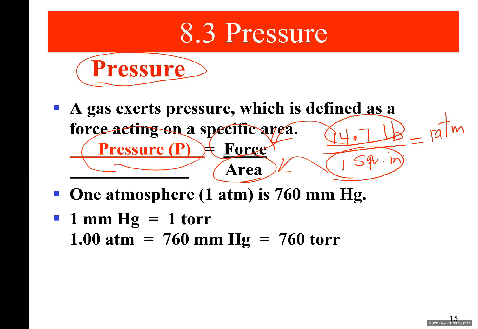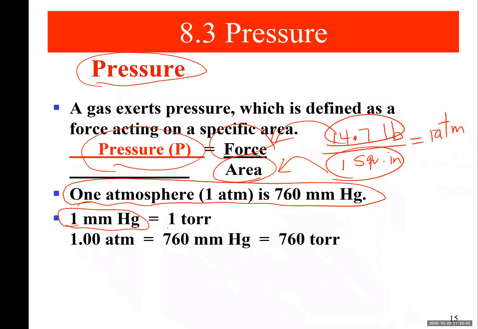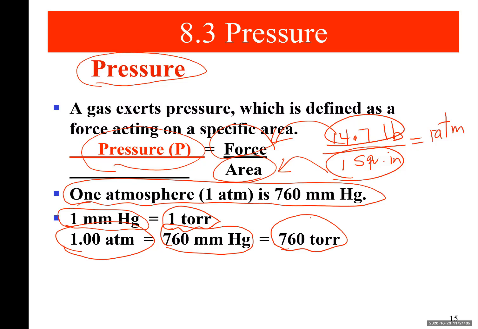Again, we already said 1 atmosphere, every atmosphere results in a column of mercury which has a height of 760 millimeters of mercury. We also said that 1 millimeter of mercury is defined to be 1 torr in honor of Torricelli. Same amount, different names, same amount of pressure, and therefore 1 atmosphere you can say is 760 millimeters of mercury or 760 torr. Torr and millimeter of mercury are the same amount of pressure.